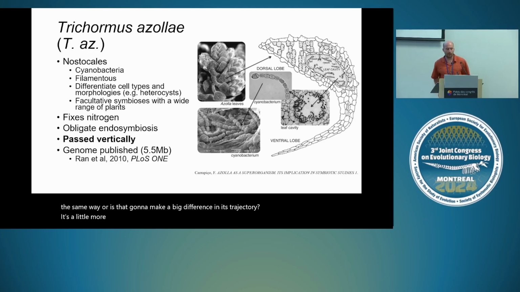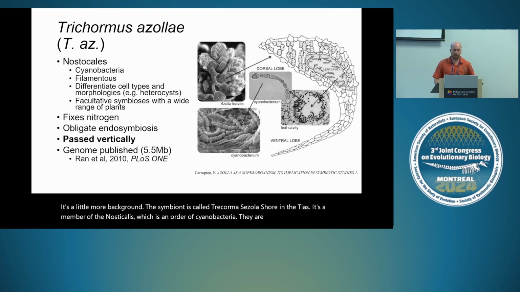So a little more background. The symbiont is called Trichomonas azola, shortened to TAZ. It's a member of the Nosticales, which is an order of cyanobacteria. They're filamentous and differentiate different cell types and morphologies. One example being heterocysts, which are the nitrogen-fixing cells. You might see one of the cells in that filament is much larger and more like an oval, so that's where nitrogen's fixed, whereas photosynthesis happens in those other cells.